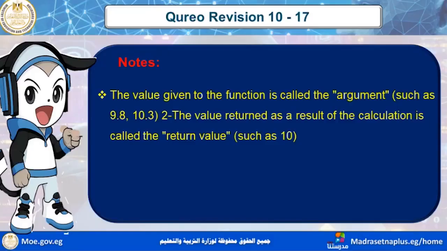We have some notes again. The value given to the function is called the argument, such as 9.8, 8.3, and the value returned as a result of the calculation is called the return value. How could we get a return value from the function?